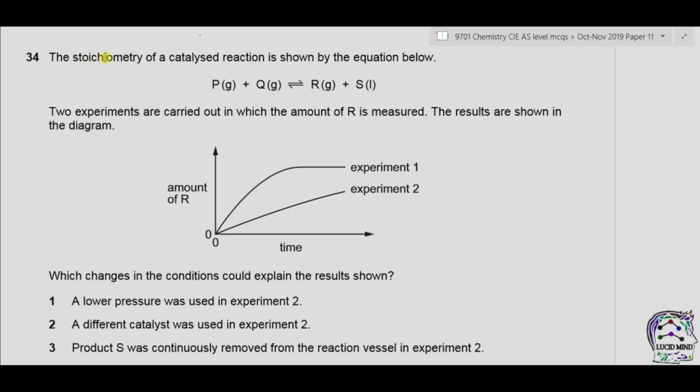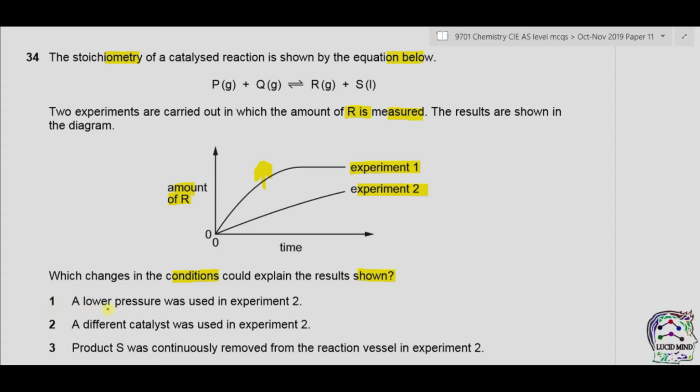Question 34. The stoichiometry of a catalyzed reaction is shown by the equation below. This is the equation. P and Q react to form R and S. Two experiments are carried out in which the amount of R is measured. The results are shown in the diagram. We can see that in experiment 1 the amount of R is greater. In experiment 2 the amount of R is less. Also experiment 1 is steeper as compared to experiment 2. Which changes in conditions could explain the results shown?